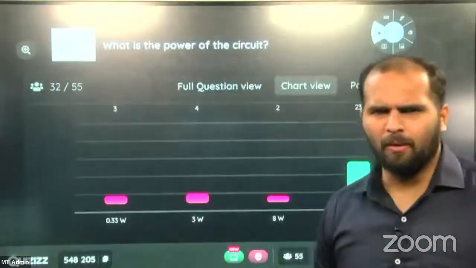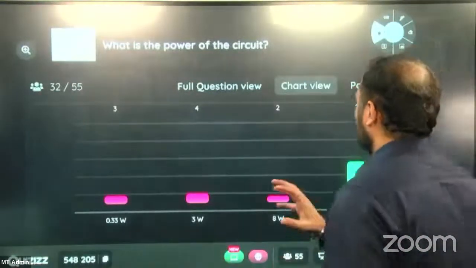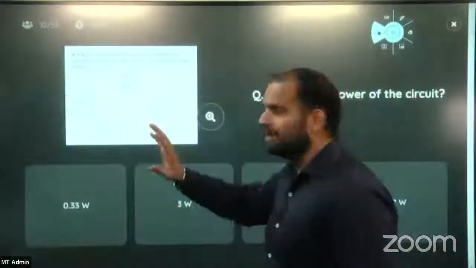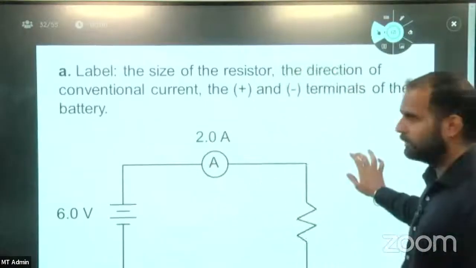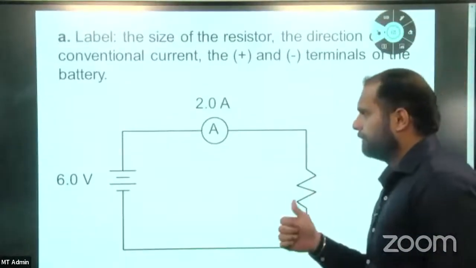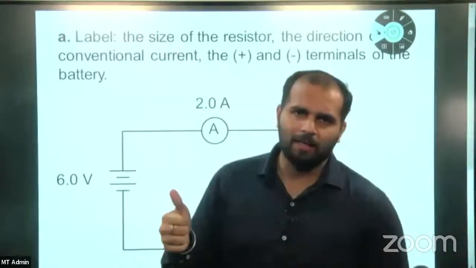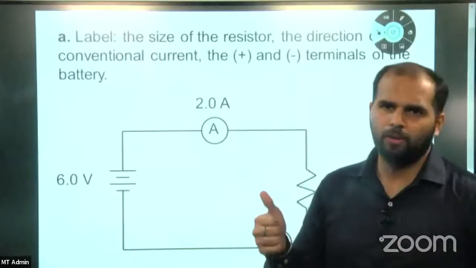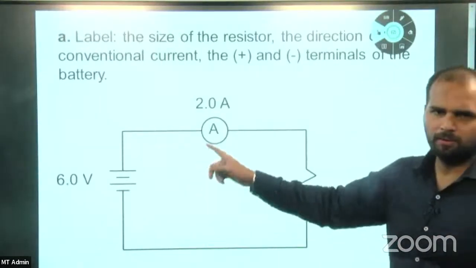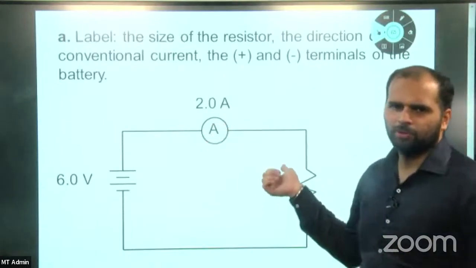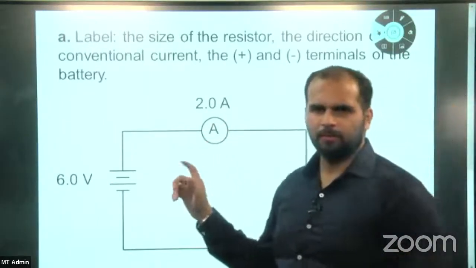Basically, what is power? Power is V into I, right? Now, in this question, there might be an N number of questions. First thing is that they can ask the value of a resistor. What is the value of resistor? So basically, R is what? This is the voltage, right? There is only one resistor, so you can find the value of resistance in the first case.